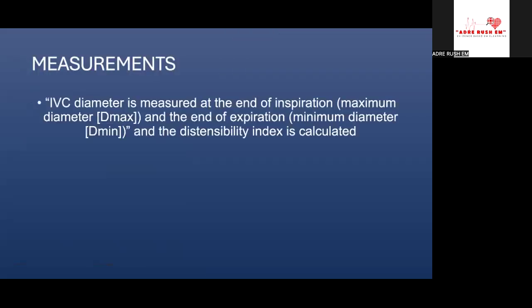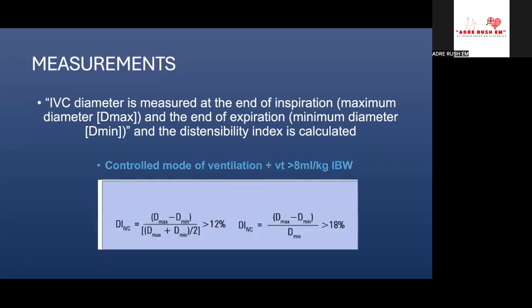IVC diameter is measured at the end of inspiration and at the end of expiration. So end of inspiration is your maximum diameter, end of expiration is your minimum diameter. And then you calculate your distensibility index. In controlled mode of ventilation with a tidal volume of more than 8 ml per kg, you can have a distensibility index where your maximum minus minimum by the average of it, that is called the index, it will be more than 12%, or if you're using the minimum diameter, more than 18% is the cutoff.